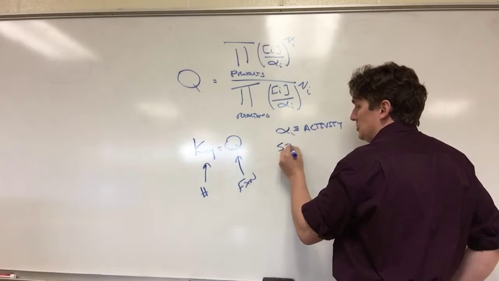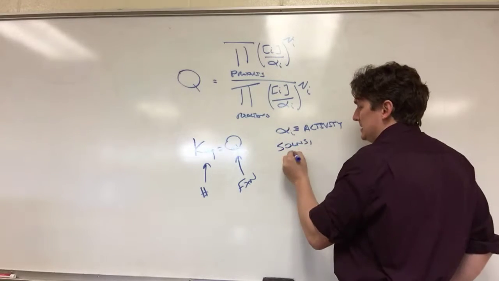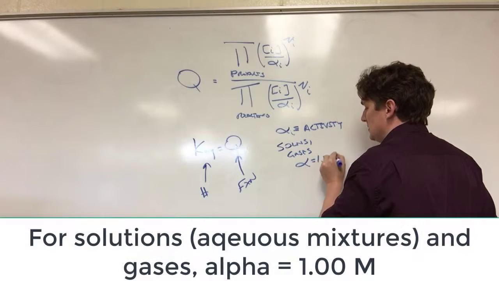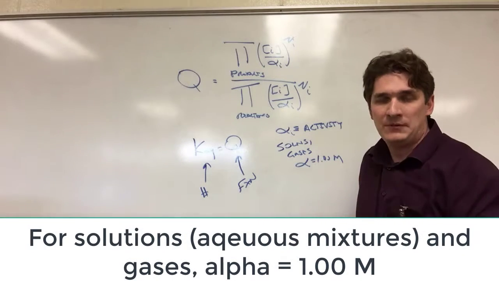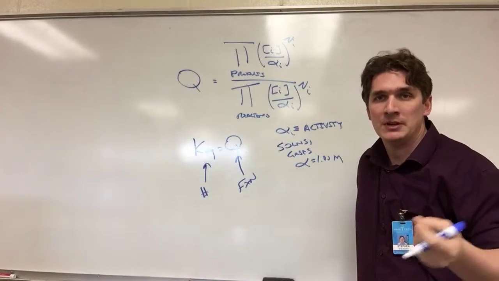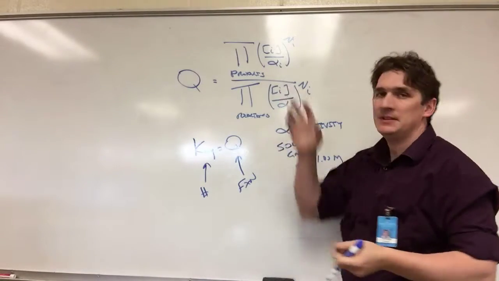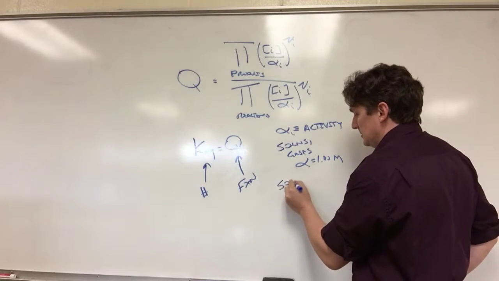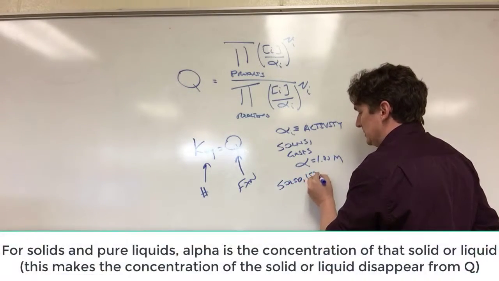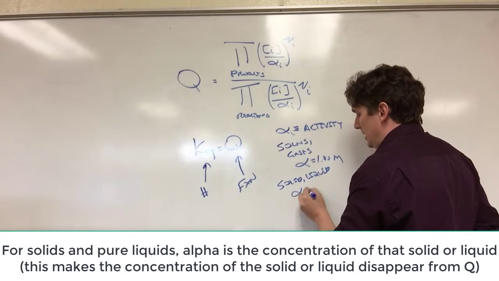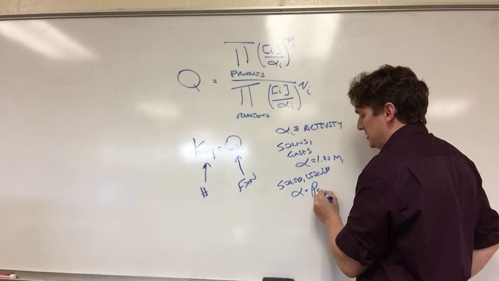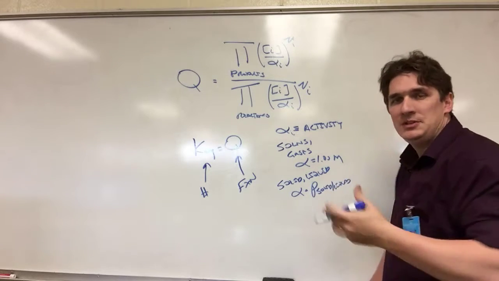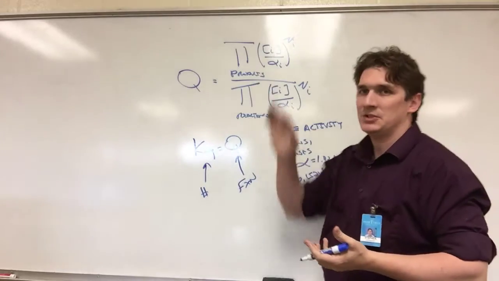So if we're working with solutions, something that has an aq, or gases, alpha is going to equal 1 molar. So our reference condition is 1 molar of whatever it is. Because of that, alpha never appears in our expression for Q. If we have a solid or a liquid, alpha is the density or concentration of the solid or liquid. And the reason we make this definition is that it makes the concentrations divide out.